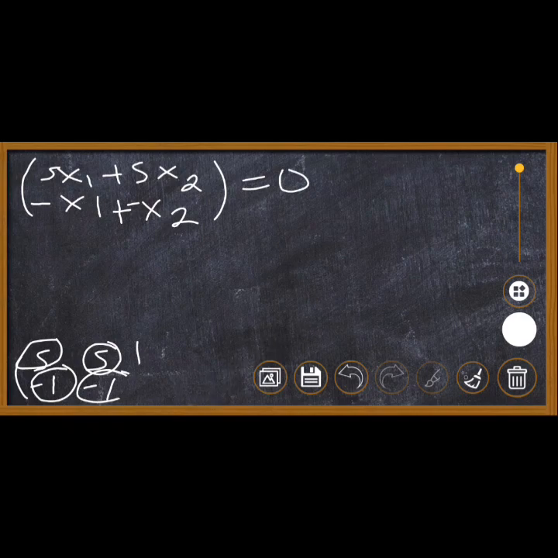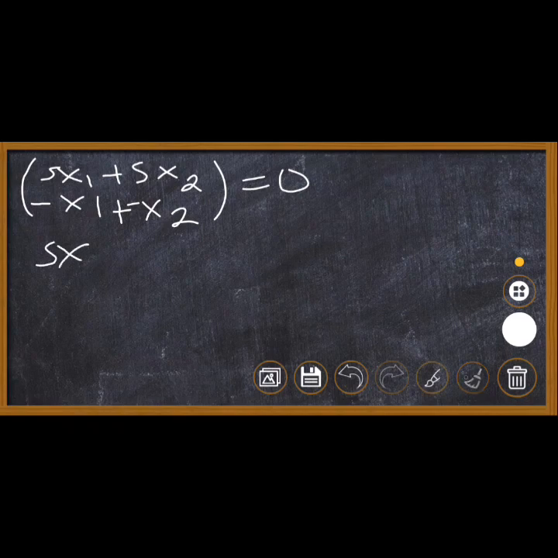So in this case then, what are we going to have here? We can simplify this. So in this case, we are going to have 5x1 added to 5x2 equal to 0. And then down there we have negative x1. Remember, positive and negative makes what? Negative x2 equal to 0. So we may take these values to the other side.